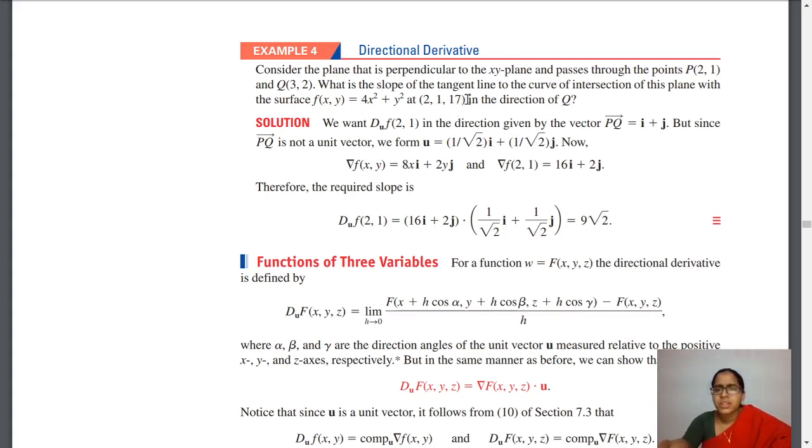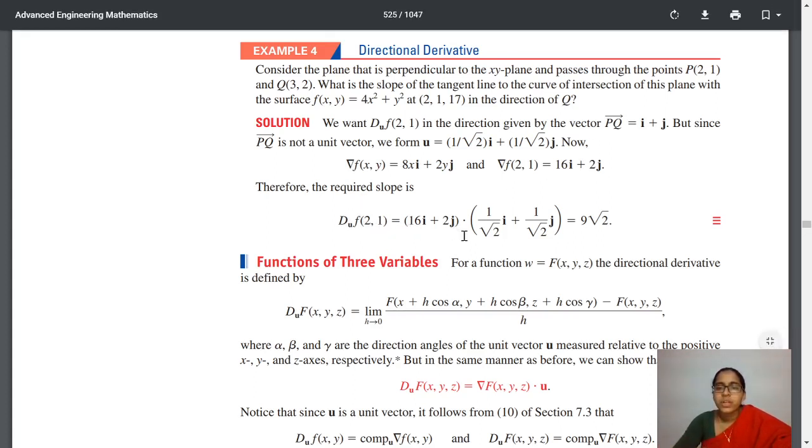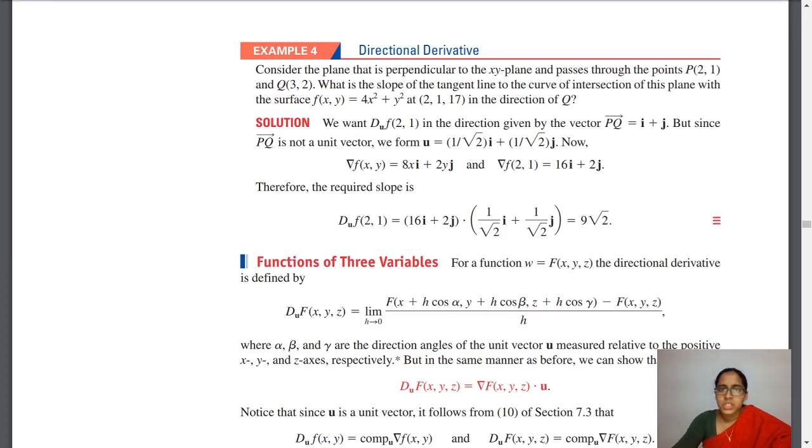Then we are going to find the grad of f, that is 8x i plus 2y j, at the point (2, 1). Here 17 is irrelevant. So grad f at (2, 1) is 16i plus 2j. So what will be the required slope? It will be the directional derivative of f at (2, 1), that is (16i plus 2j) dot (1 by root 2 i plus 1 by root 2 j). So I hope it is clear.